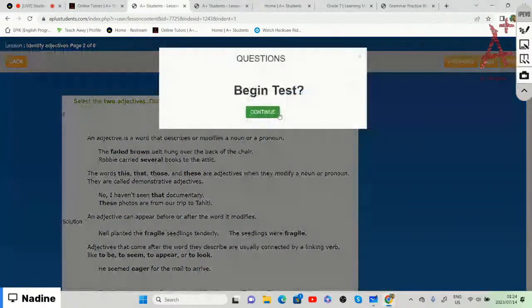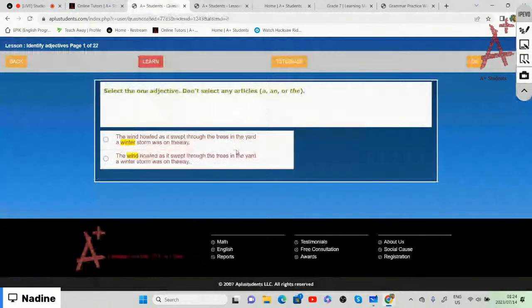Begin test. We need to select the one adjective within these two sentences. And remember, we said do not select any articles, because a, an, or the is not an adjective. It's an article.